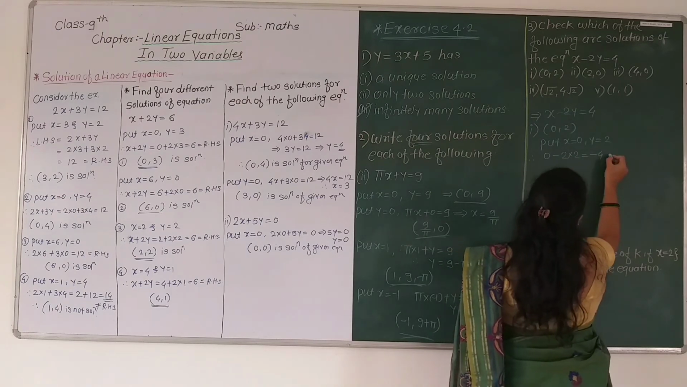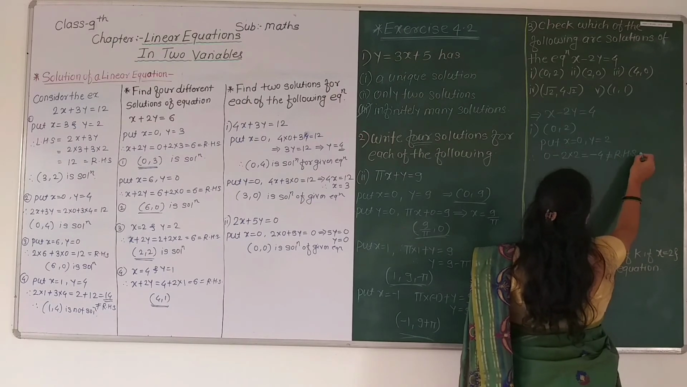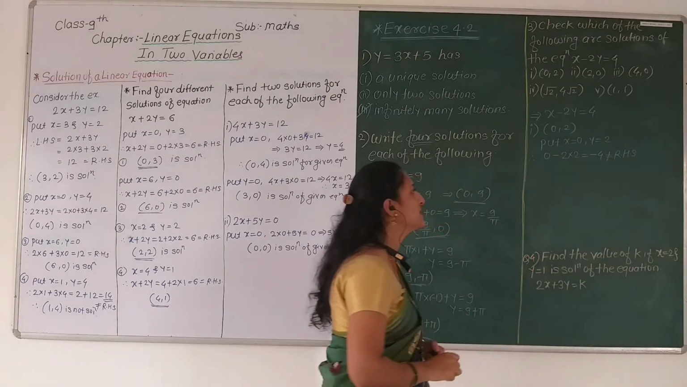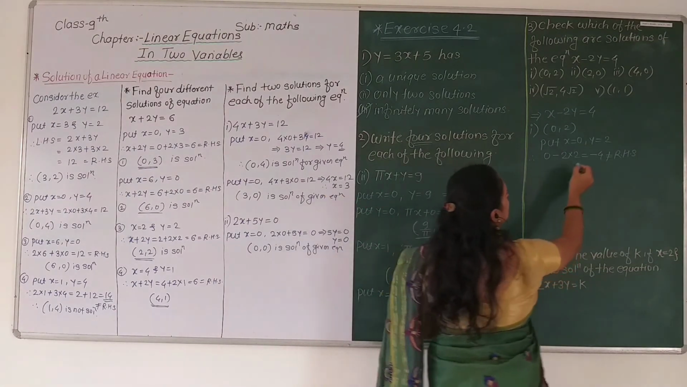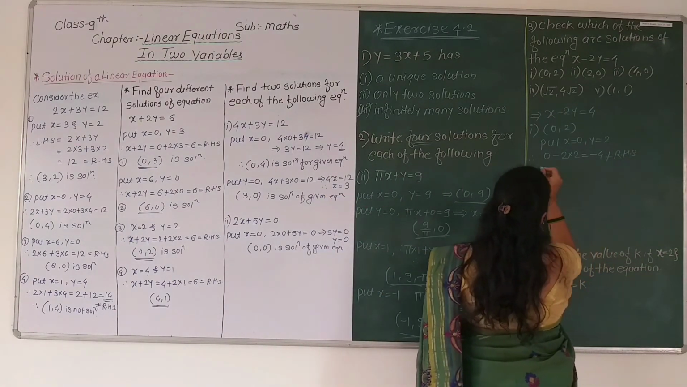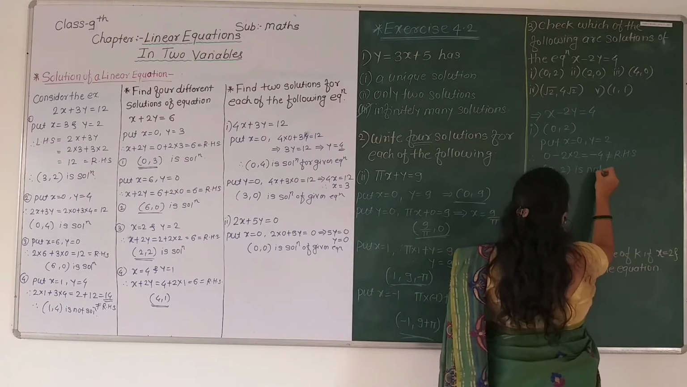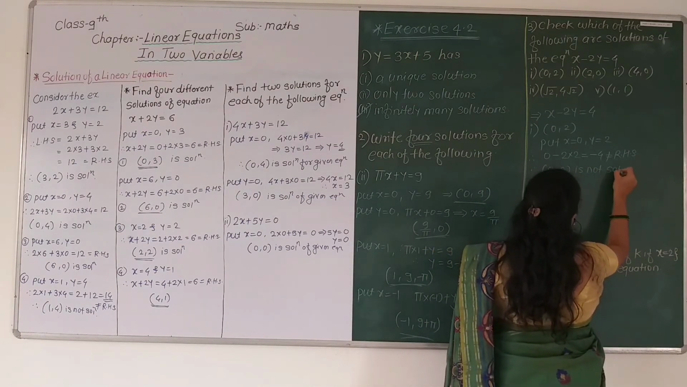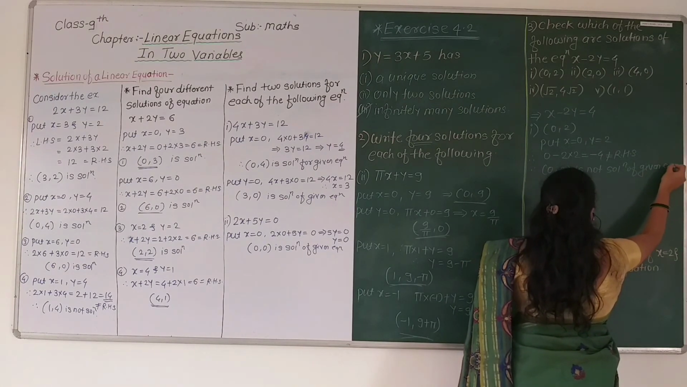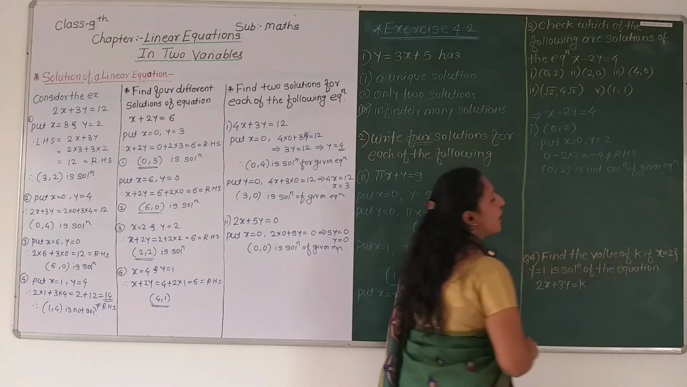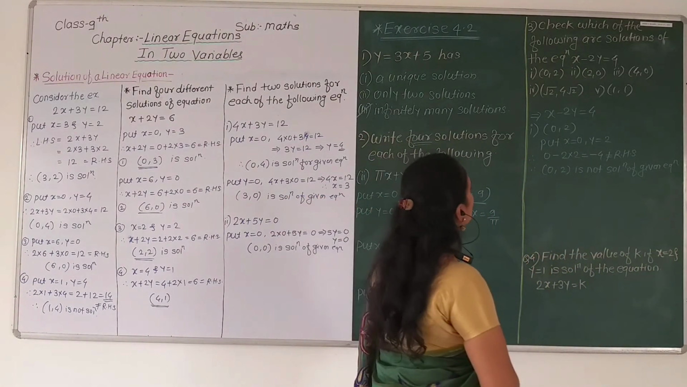But RHS is equal to 4, that means this value is not equal to RHS. Whenever I substitute x is equal to 0 and y is equal to 2, we get LHS is not equal to RHS. That means 0, 2 is not a solution for this equation. Not a solution of the given equation. Understood how to check a solution? Yes.